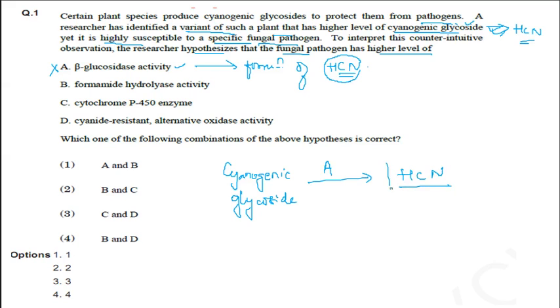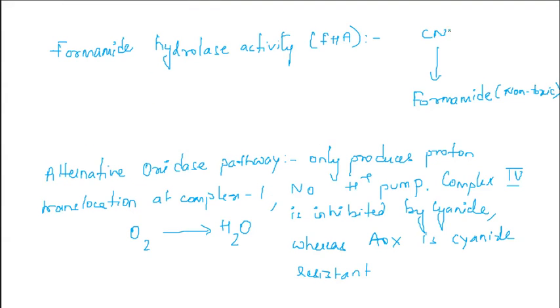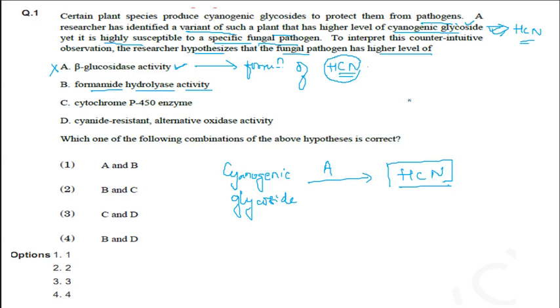Now coming to formamide hydrolase activity, now this is something new. What does it do? Formamide hydrolase activity converts the cyanide to non-toxic compound formamide. So if cyanide is converted to non-toxic compound, that means it is creating the environment in which fungal can grow. Okay, so formamide hydrolase enzyme activity can be one of the options. Cytochrome P450 enzyme, this also helps in biosynthesis of cyanogenic glycoside.